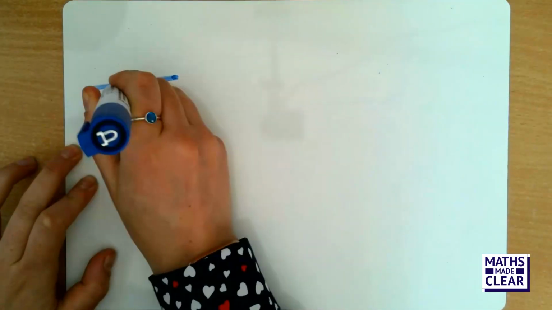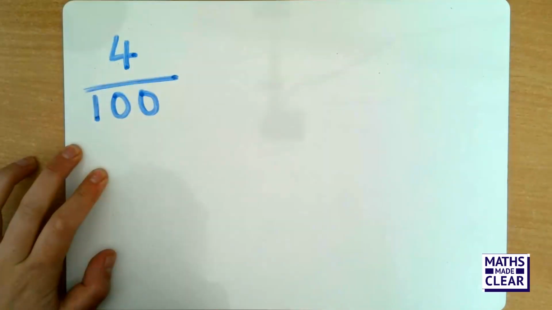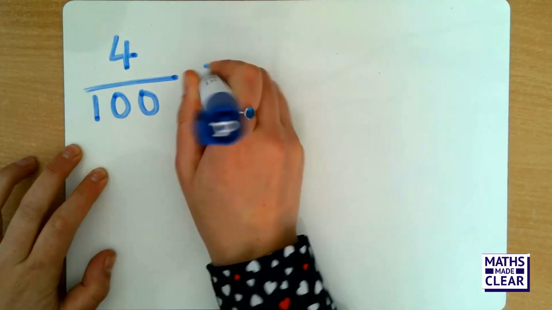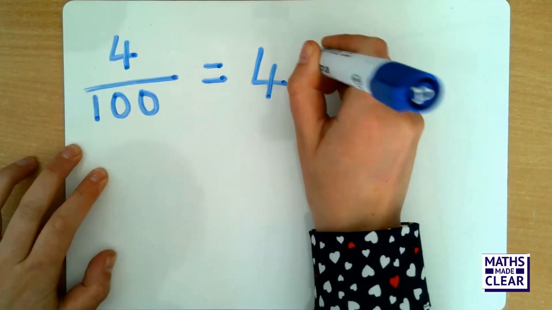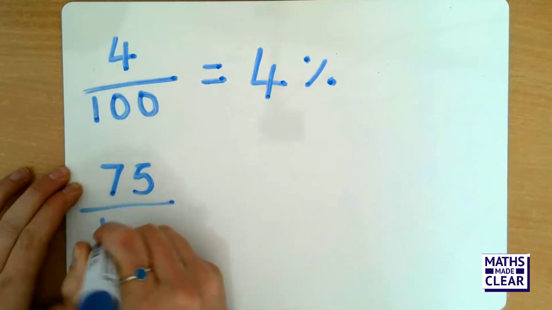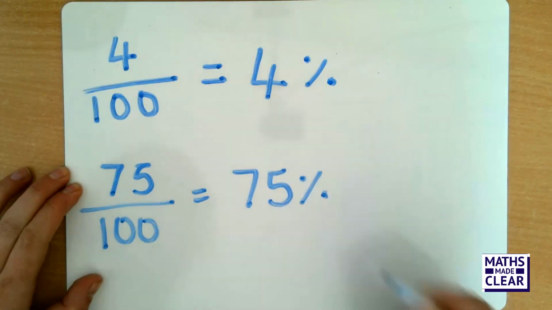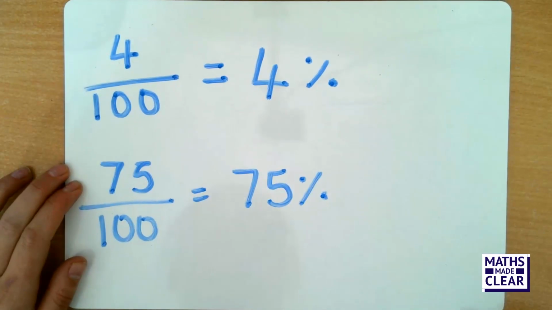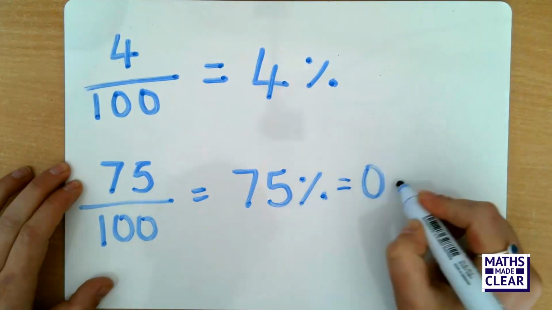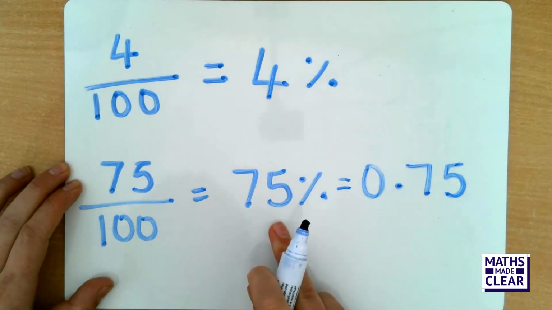So if we were looking at 4 hundredths, for example, this is the same as 4%. You could take any number for that fact. 75 hundredths is the same as 75%. 0.75 is equivalent to 75% as well as 75 over 100.